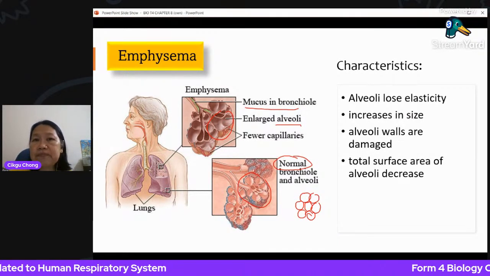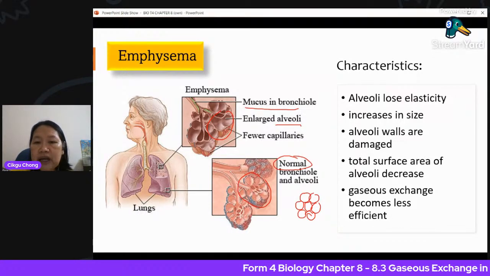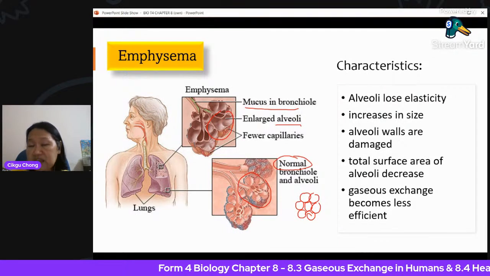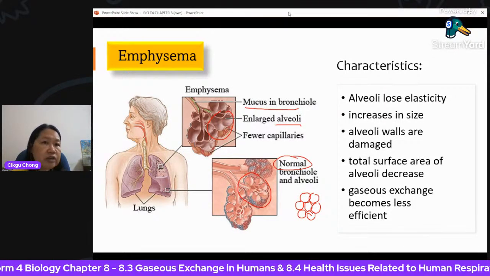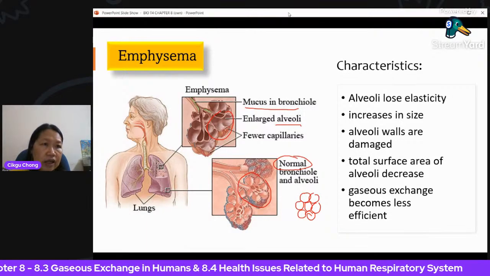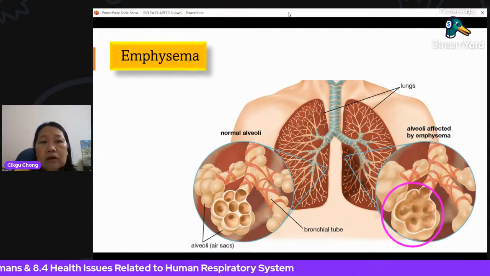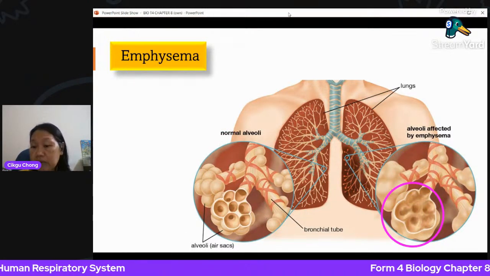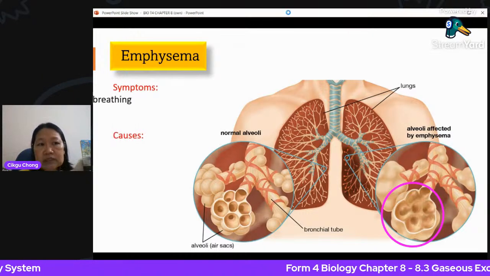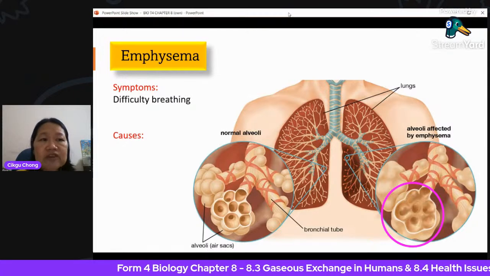Usually these are smokers. Smokers will have these cases of emphysema. Gaseous exchange becomes less efficient because diffusion is lesser because of the total surface area. So you tie all that in. All right, so now let's talk about symptoms and the causes. You can see clearly the alveolar wall, some parts of it are missing.